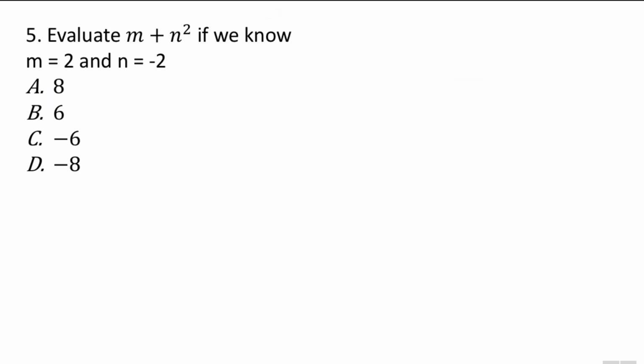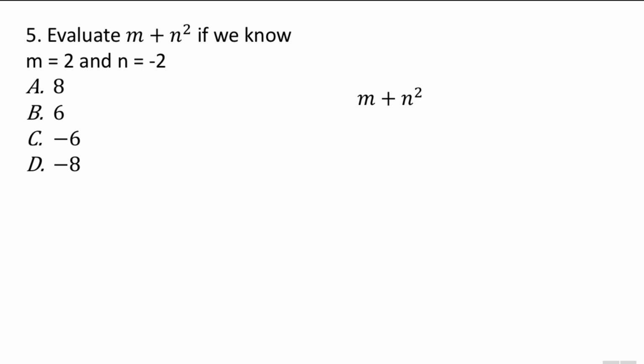Let's now have a look at question 5. Again, pause the video, have a go at the question, and when you finish, you could just play to see if you got the same answer. So evaluate m plus n squared if we know m is equal to 2 and n is equal to negative 2. So this is substitution, guys. It's a substitution question, which means all we'll be doing is replacing the values we know for m and n to evaluate the expression.